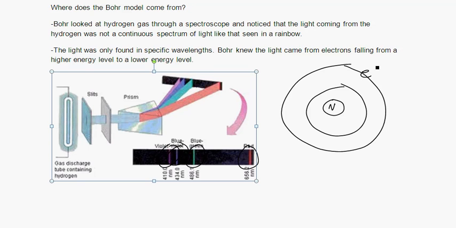and when an electron is found at a higher energy level, it has a higher energy than when it's found at a lower energy level. And when the electron falls back to that lower energy level, that extra energy has to go somewhere. Where does it go? It gets released as a photon of light.